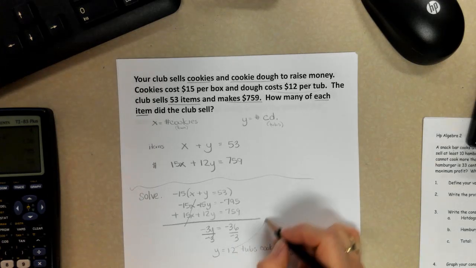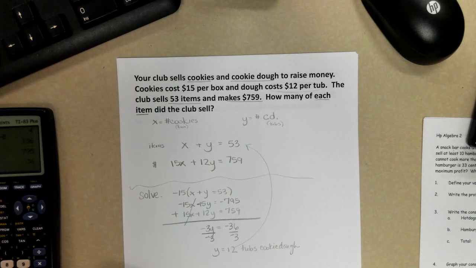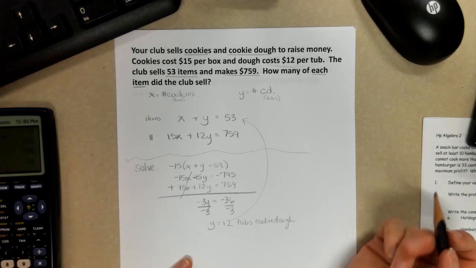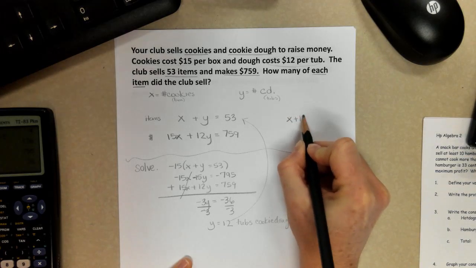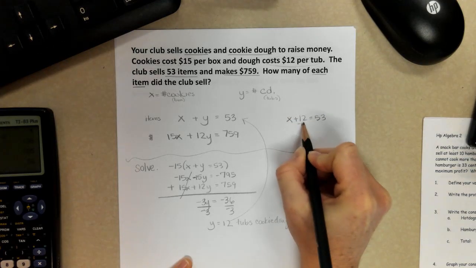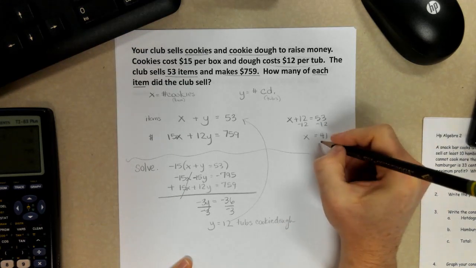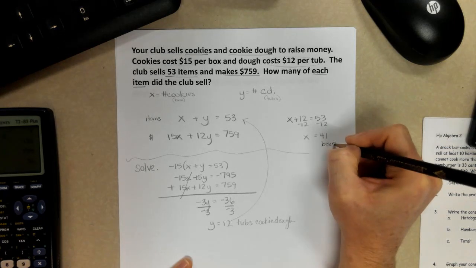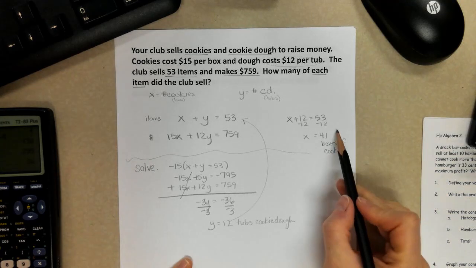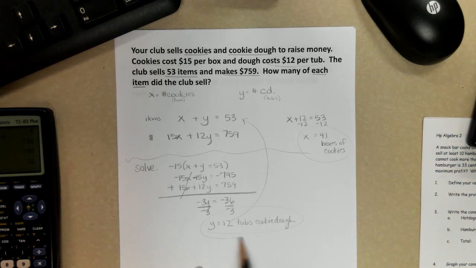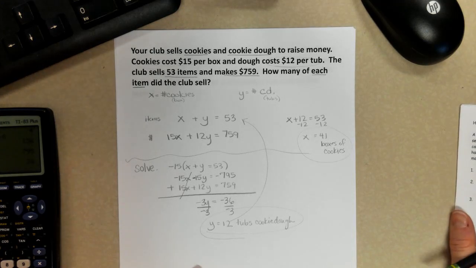And so then I can carry this back to either one of the original problems. I'm definitely going to choose the top one because there's a lot less math there. And I'm going to plug in my 12. So x plus 12 equals 53. If I subtract 12, I'll get 41 for x. So that means 41 boxes of cookies. So my number of items: 41 boxes of cookies, 12 tubs of cookie dough. There's an example using two standard form equations.